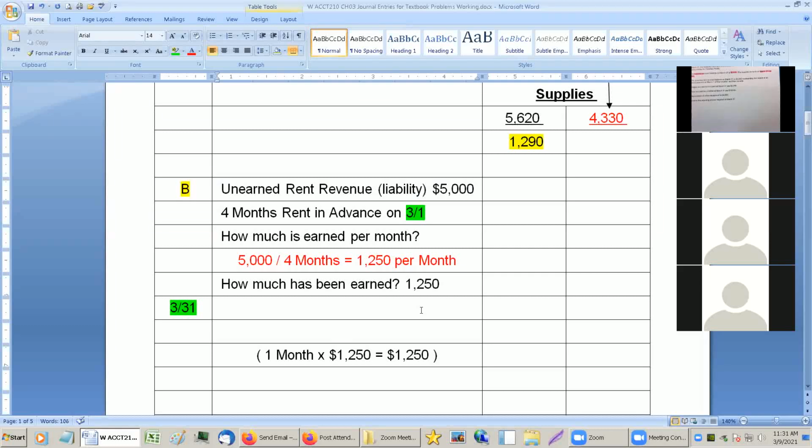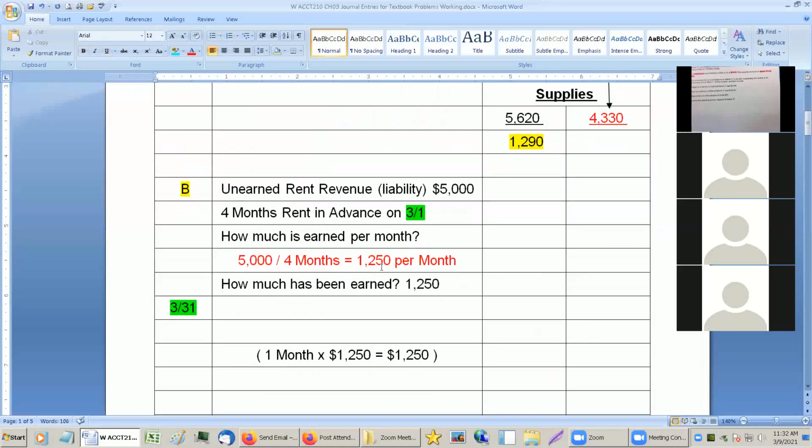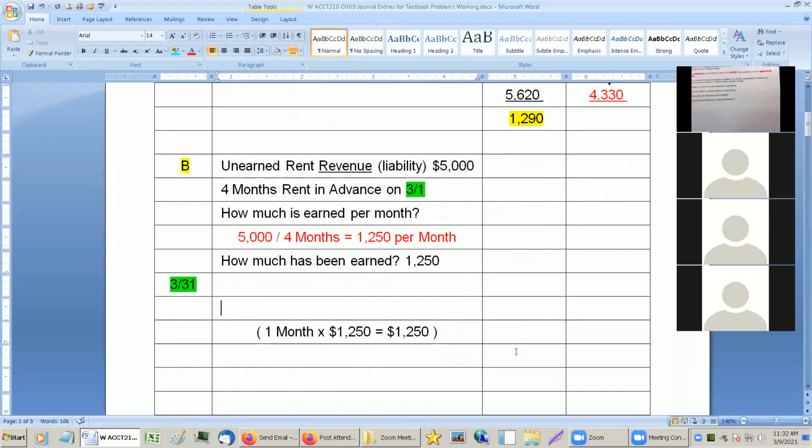But let's think about revenues and expenses. It's going to have to have one of those two. I'll give you a not so subtle hint. Revenue. Okay, so the thing is, how much revenue did we earn? We earned 1,250. Now revenues, are they debits or credits? They're always credits. Yep. Good. You could also say earned revenue, that's fine too. By definition, revenue is earned, but there's nothing wrong with putting it in there. So we earned 1,250 of revenue.